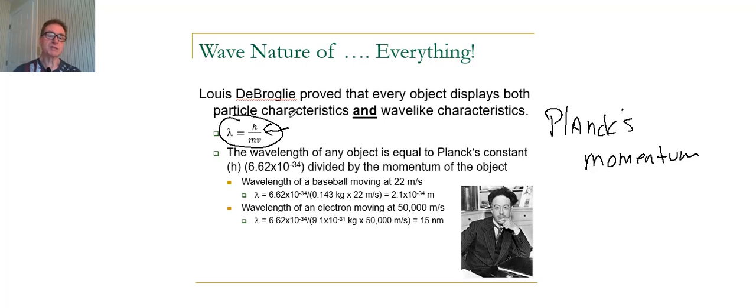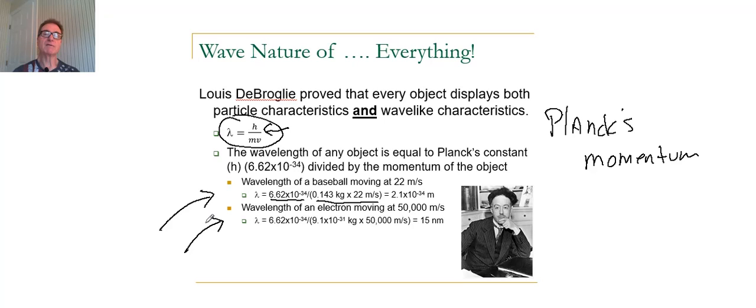Let's look at a couple of examples. The wavelength of a baseball moving at 22 meters per second is Planck's constant divided by the mass of the baseball times its velocity, which is 2.1 times 10 to the minus 34th meters. That's a really, really small wavelength, and for all intents and purposes it doesn't act like a wave at all. But it does have that wave characteristic, and it is detectable.